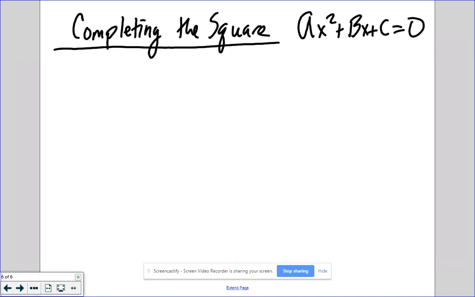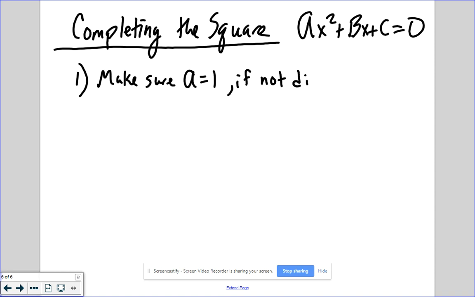Now, do these both have to be plus? No, but it has to be in general form. So rule number one is make sure a equals 1. If not, divide everything by a.